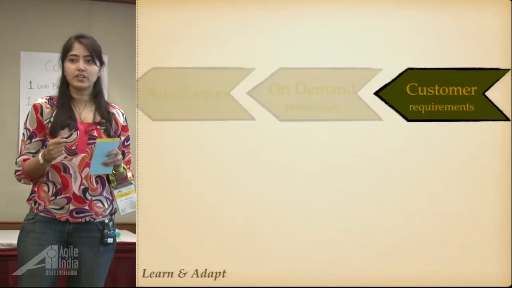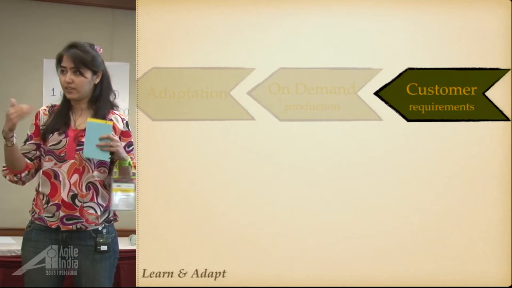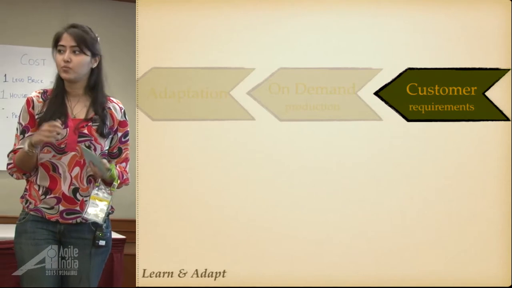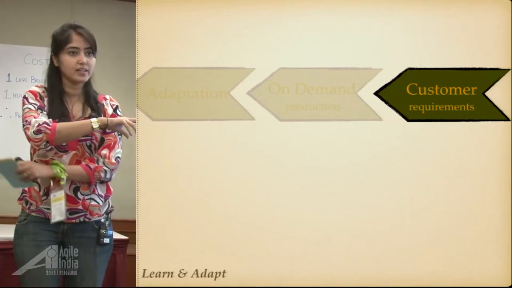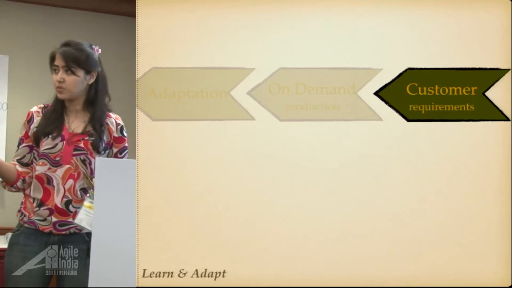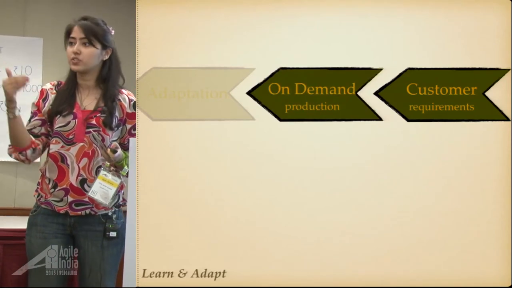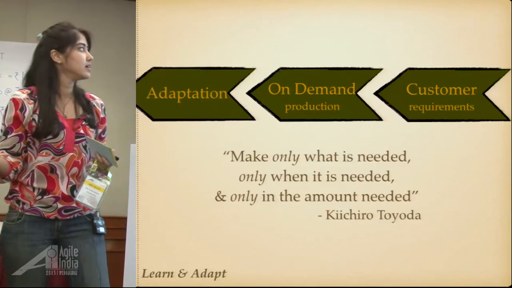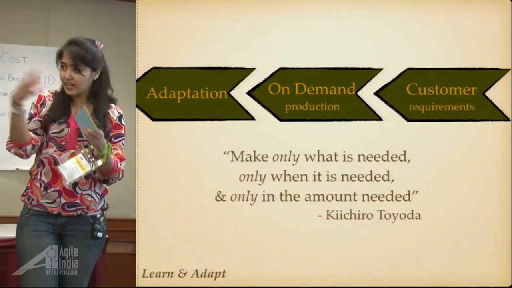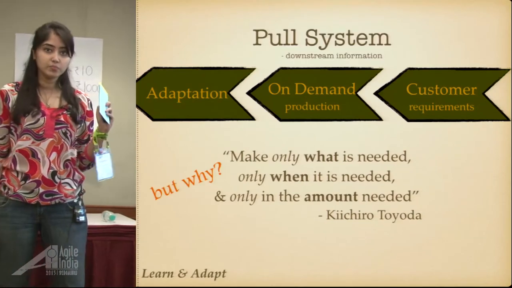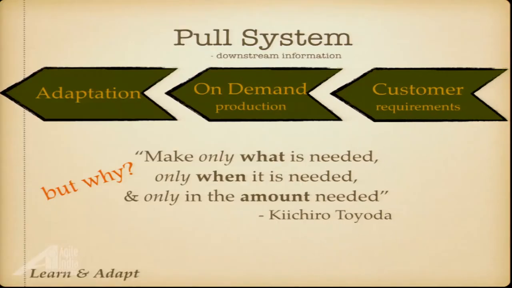Now we're going to change what we did in the first iteration. What we're going to try is a pull system. We'll reverse the trend here. We'll first try to understand what the customer wants. We'll build only as much as required by the market, and we'll adapt what that requirement is, and only then will we build. Like I said, this is called the pull system. Make only what is needed, only when it is needed, and only in the amount that is needed. But why would we do this?